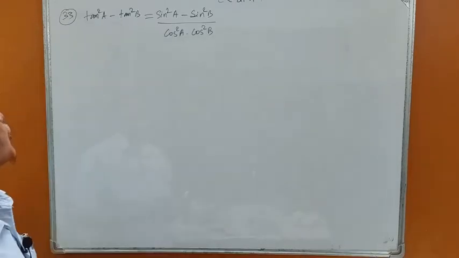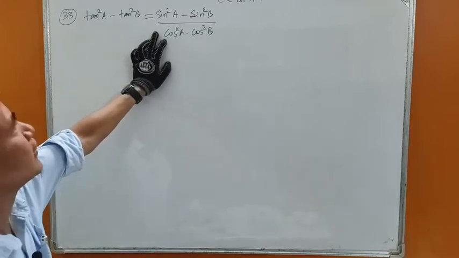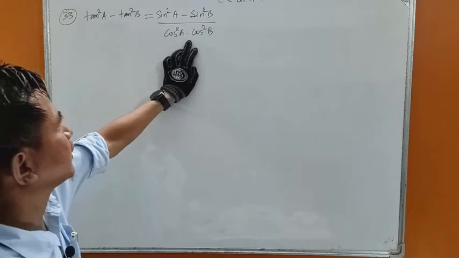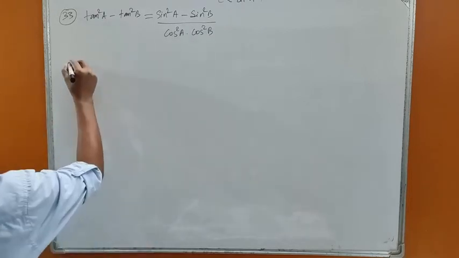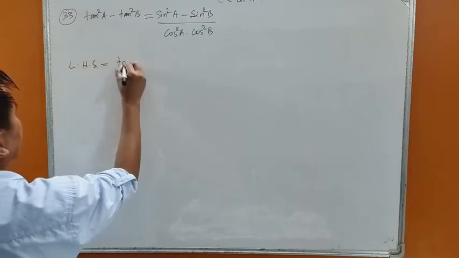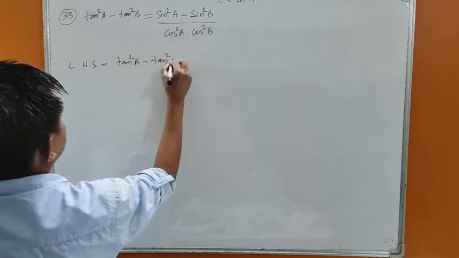Okay. Let us do question number 33. On the left hand side we have tan square a minus tan square b, and on the right hand side we have sin square a minus sin square b upon cos square a into cos square b, isn't it? So LHS equals tan square a minus tan square b, isn't it?